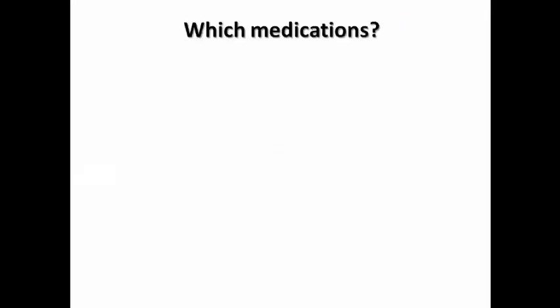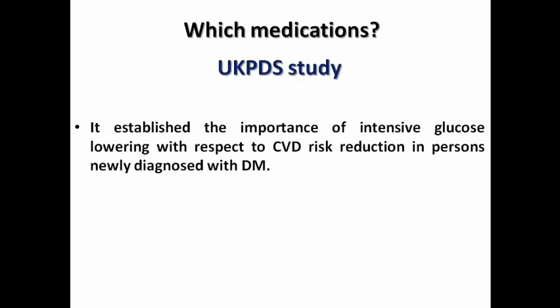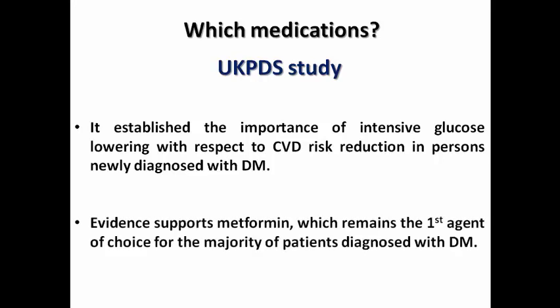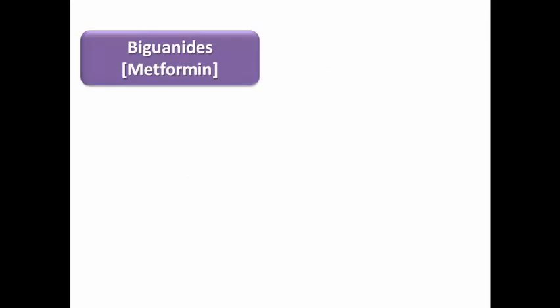Which medications are we going to prescribe for these patients? The UKPDS study emphasized the importance of intensive glucose lowering regarding cardiovascular risk reduction in patients with newly diagnosed diabetes, and still the evidence supports metformin, one of the classic medications in control of diabetes, which is still the first choice for the majority of patients diagnosed with diabetes. Metformin is one of the famous examples of the biguanides family and still a cornerstone in the treatment of diabetes.